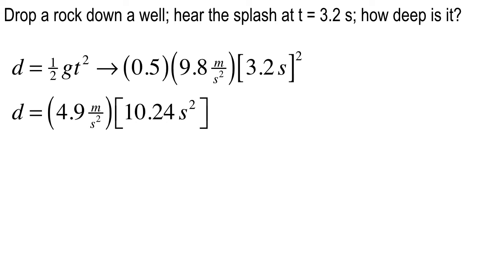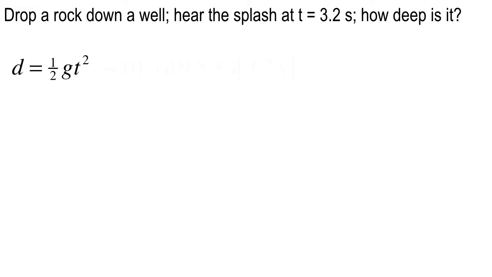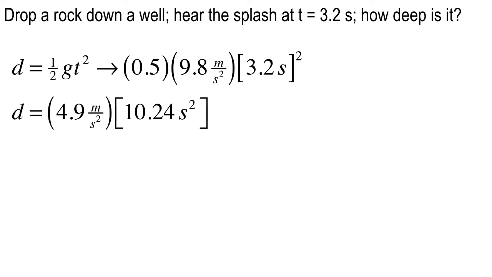10.24 is right, and then second squared again, because we're squaring everything inside the brackets. And then we cancel second squared. So go ahead, you want to see that again? Okay, there's second squared in the denominator inside the parenthesis, and second squared in the numerator inside the square bracket. So cancel those.